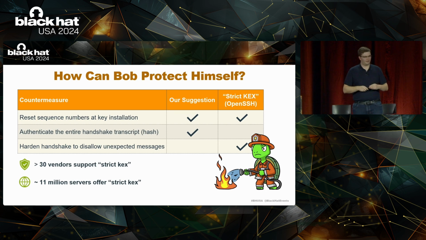So strict KEX is actually the de facto standard to mitigate Terrapin nowadays. So we have over 30 vendors that support strict KEX as a protocol extension. And if you look, for example, on Shodan, you will find that roughly 11 million servers nowadays on the public IP address range run some kind of strict key exchange.